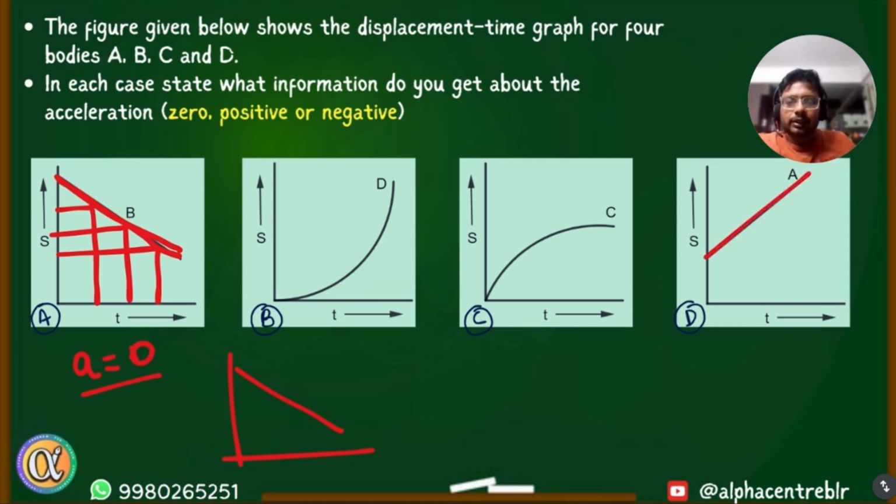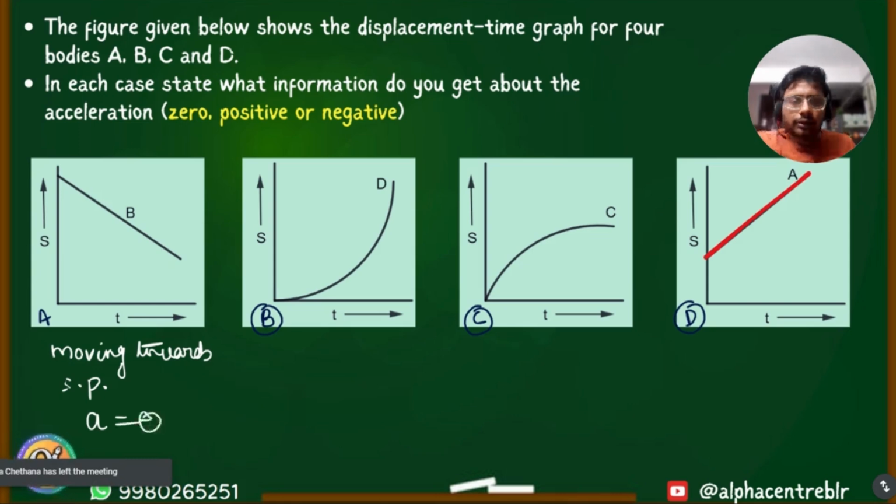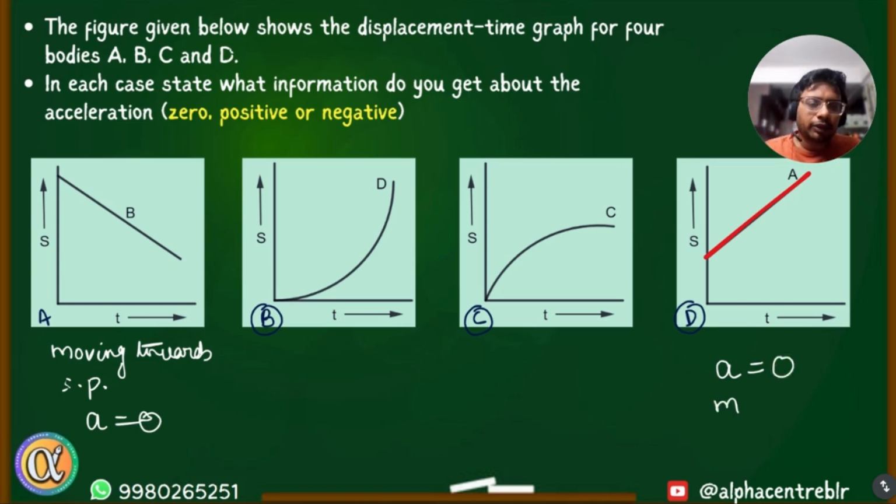See the first one, the body is coming back, and the displacement time graph is a straight line, either coming back or going away. In both these cases, the object travels equal distance in equal time. So the first graph means the object is moving towards the starting point. But here acceleration is zero. The second last one also has acceleration 0, but it is moving away from the starting point.